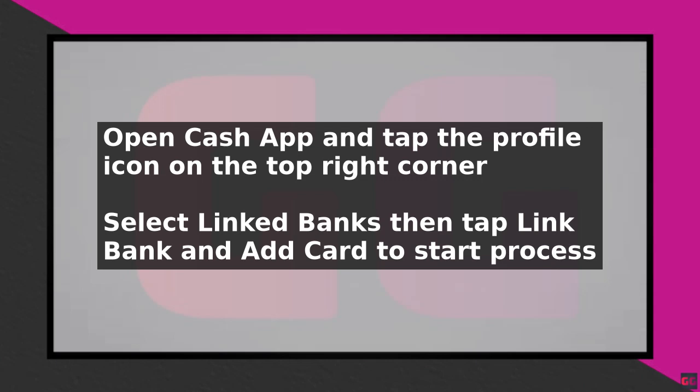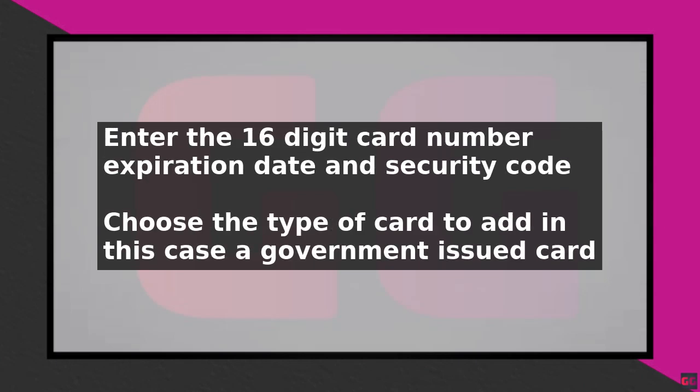Enter the card number, expiration date, and security code. The card number is the 16-digit number on the front of your EBT card. The expiration date is the date on the front of the card. And the security code is the 3-digit number on the back of the card. After you enter the required information, tap Next.